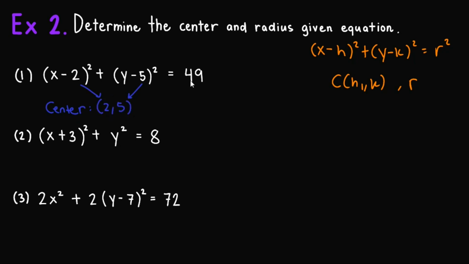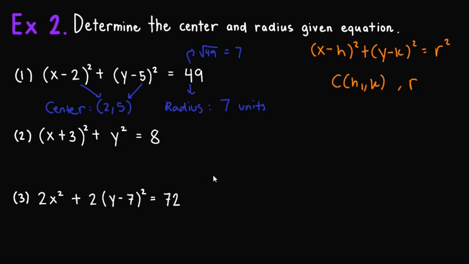For the radius, we just get the square root of this one. So we'll have here the square root of 49, that is equal to 7. So we have the radius to be 7, or 7 units if you like to put it. So that is the answer for the first one. Let's move on to the next sub-item.